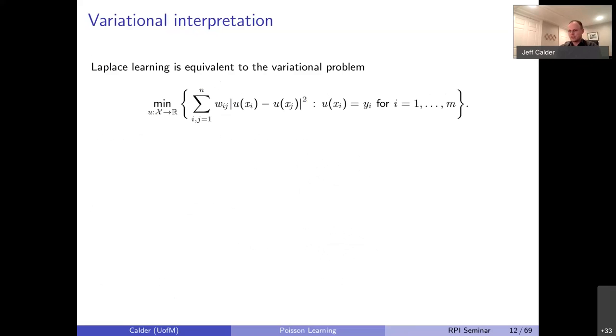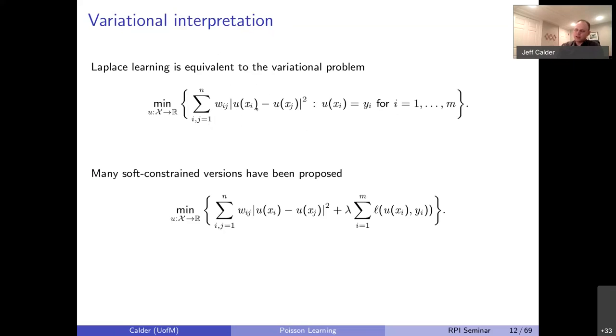Finally, there's also the variational interpretation of Laplace learning, where the solution to Laplace learning is the same as the minimizer of the following variational problem. I'm going to minimize the graph Dirichlet energy subject to the labels agreeing at the labeled nodes. One should think of this Dirichlet energy as measuring how smooth the function u is over the graph, where I penalize the non-smoothness, the difference u(x_i) minus u(x_j), more where the weights are larger, so where the data points are more similar. From a PDE point of view, also think of it as the integral of grad u squared.